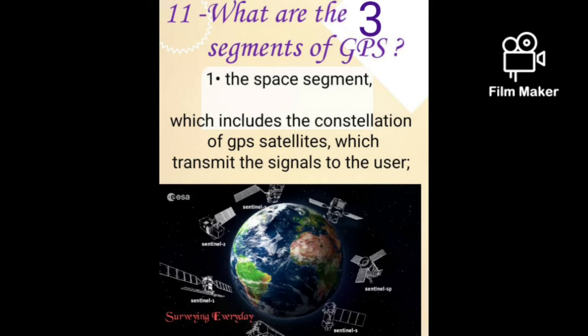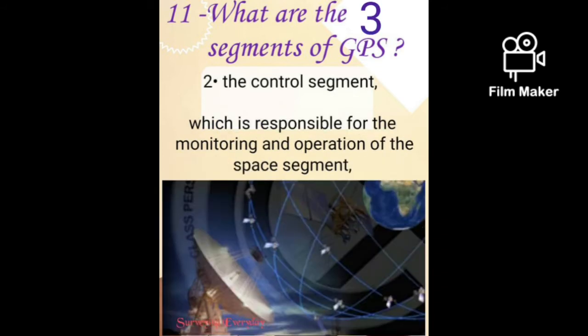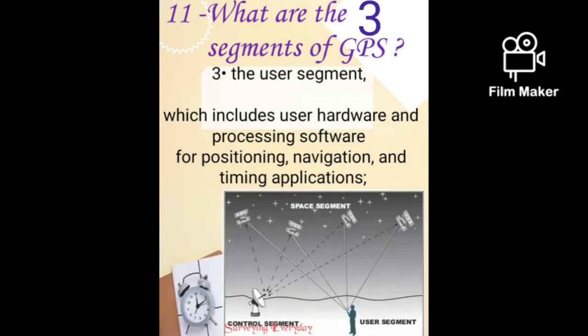11. What are the 3 segments of GPS? 1. The space segment, which includes the constellation of GPS satellites, which transmit the signals to the user. 2. The control segment, which is responsible for the monitoring and operation of the space segment. 3. The user segment, which includes user hardware and processing software for positioning, navigation, and timing applications.